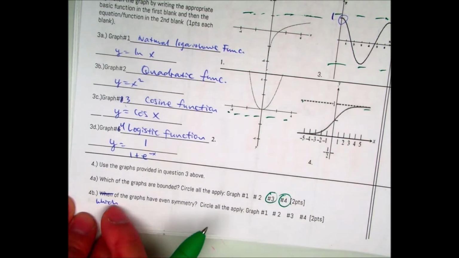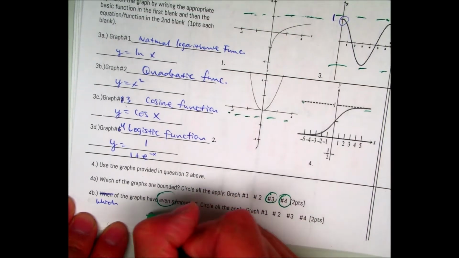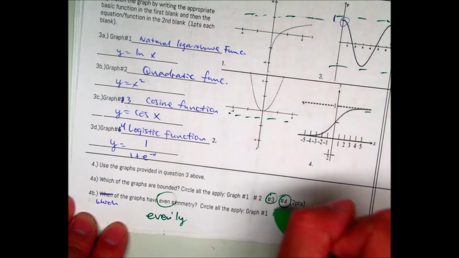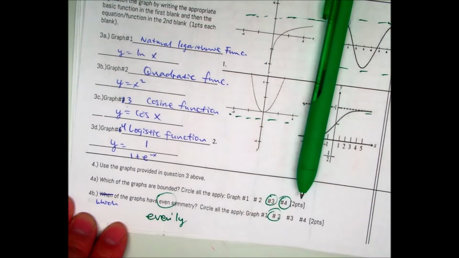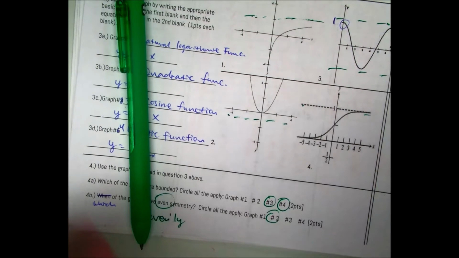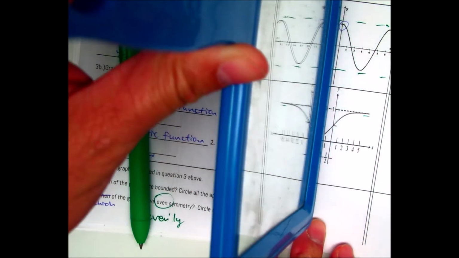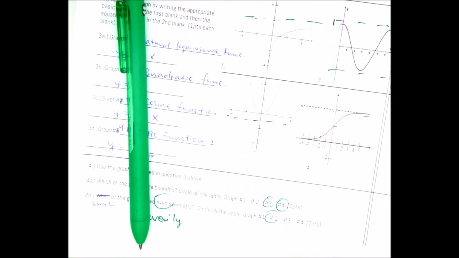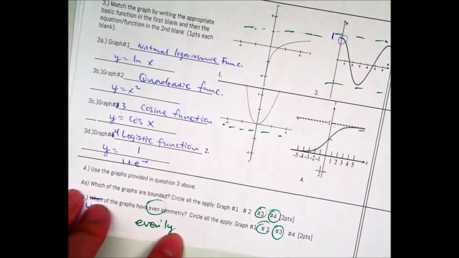Which of the graphs has even symmetry? So can you fold it? Remember, my trick word is evenly folded on the y-axis. So that would be graphs 2. This one cannot be folded. Cosine can be. Let me show it to you guys. And you see that the graph's kind of repeating exactly. So graph 3, graph 4 would not.